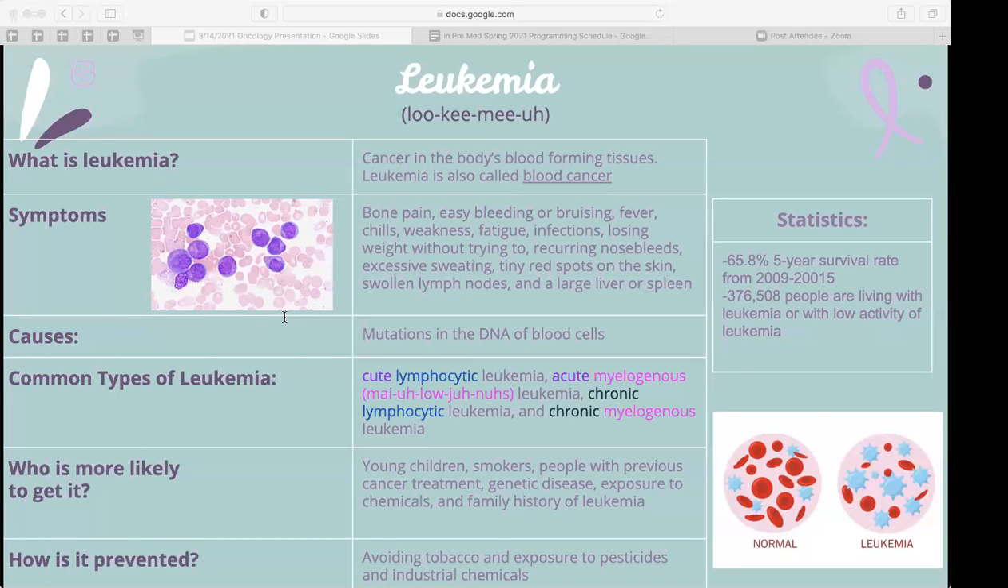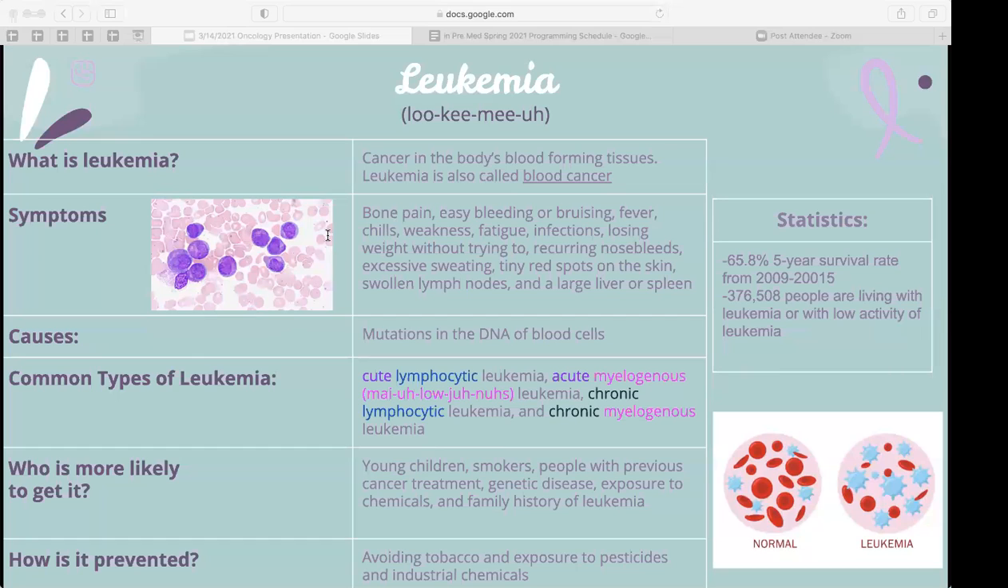It is common for people to overlook symptoms of leukemia as the flu or other common illnesses, but it is very important to see a doctor if you experience these symptoms continuously. Moving on to the causes of leukemia. It isn't 100% understood what causes leukemia. However, there are a variety of genetic and environmental causes contributing.